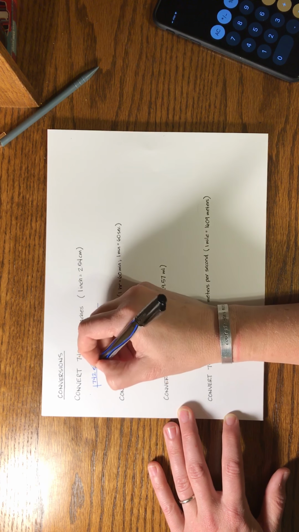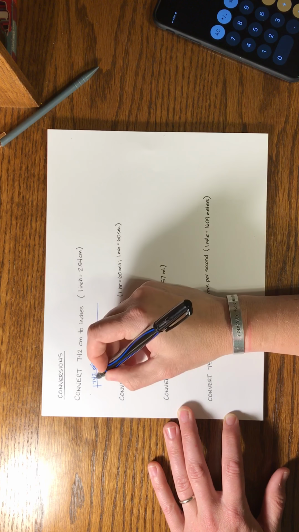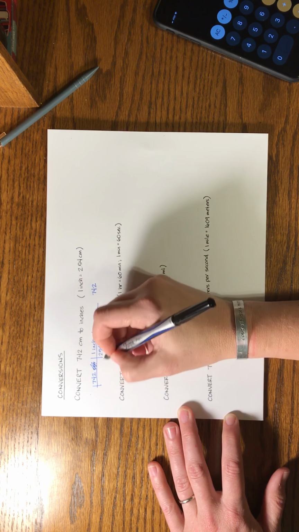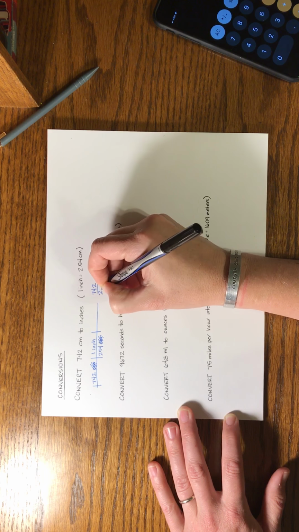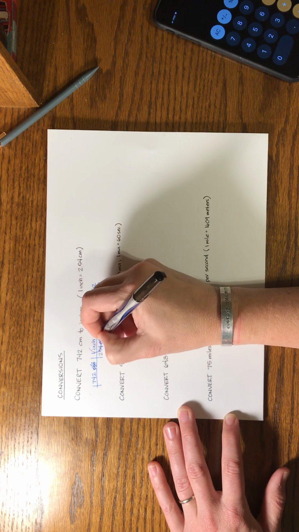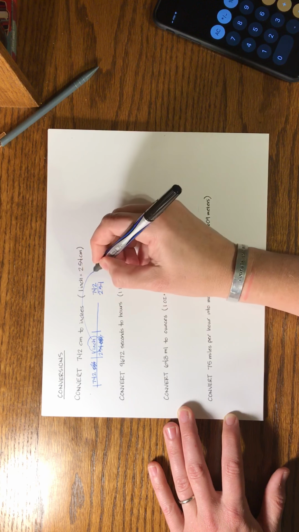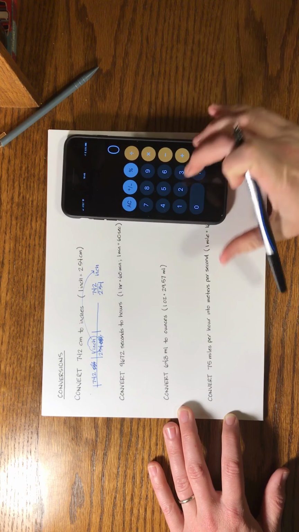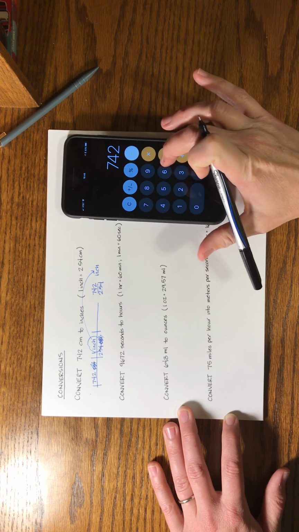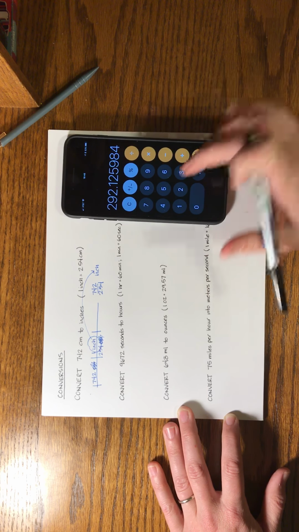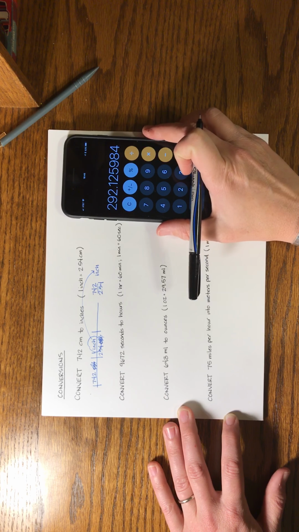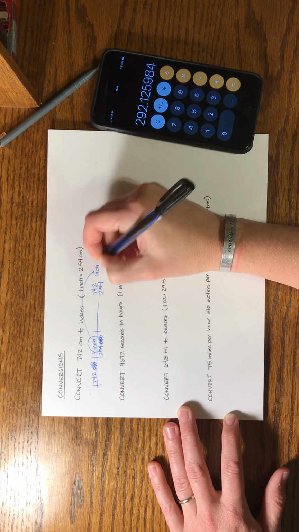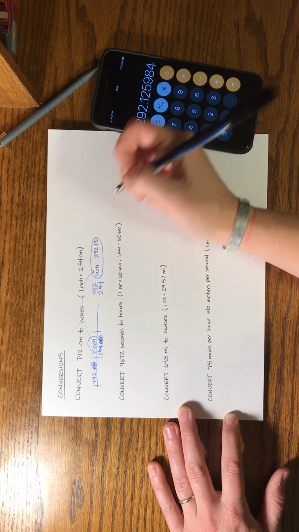Now I'm ready to cancel out centimeters. Multiply this across, 742 times 1 is 742, over 2.54. I'm going to see that I only have 1 unit. I can move it over here, inch. Now I'm just going to simplify this. 742 divided by 2.54 is 292.13. 292.13 inches. So here's my answer.